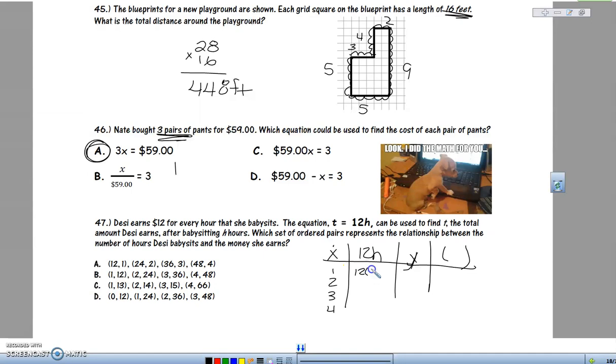So 12 times 1 is 12. 12 times 2 is 24. 12 times 3 is 36. And 12 times 4 is 48. So now we need to make the coordinates. 1, 12. 2, 24. 3, 36, and 4, 48. So which one of these options is this? It is choice B.